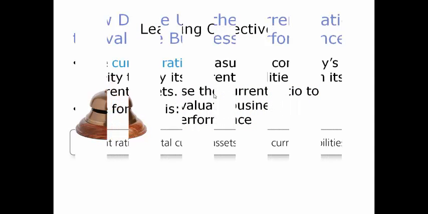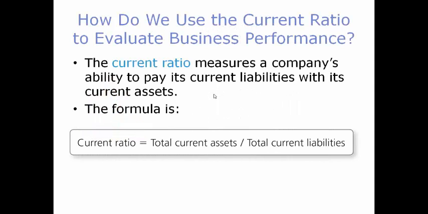Last thing, we're going to look at something called the current ratio. The current ratio is current assets divided by current liabilities. Why is it important? It's important because they want to know if you're going to have enough assets that are going to convert to cash within the year to pay your current obligations of what you have for the year.